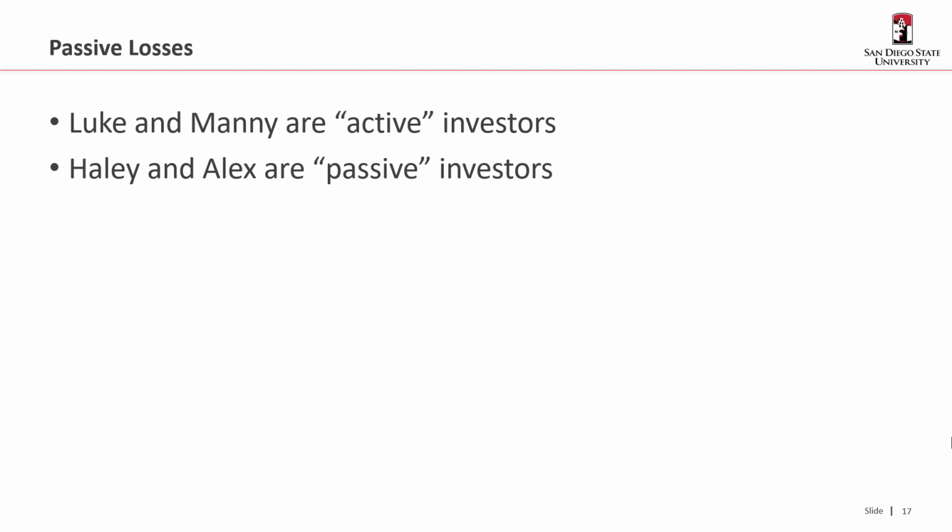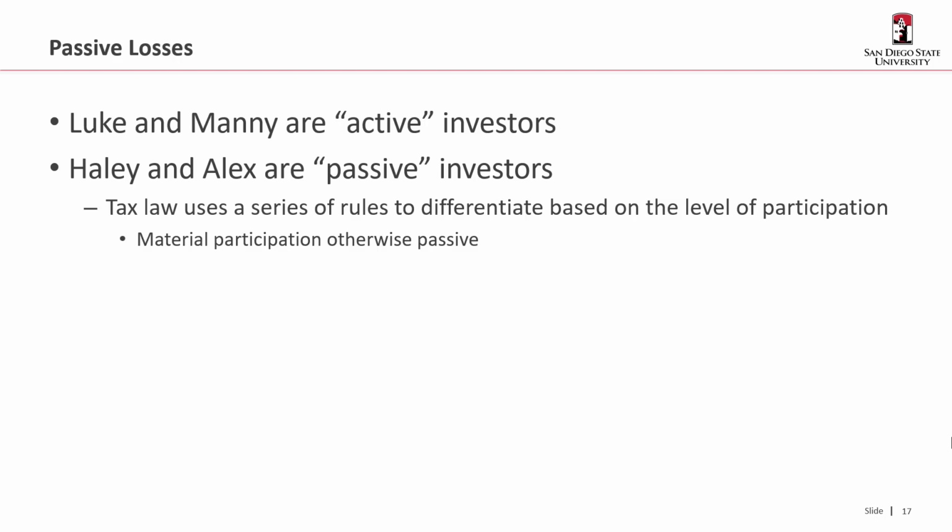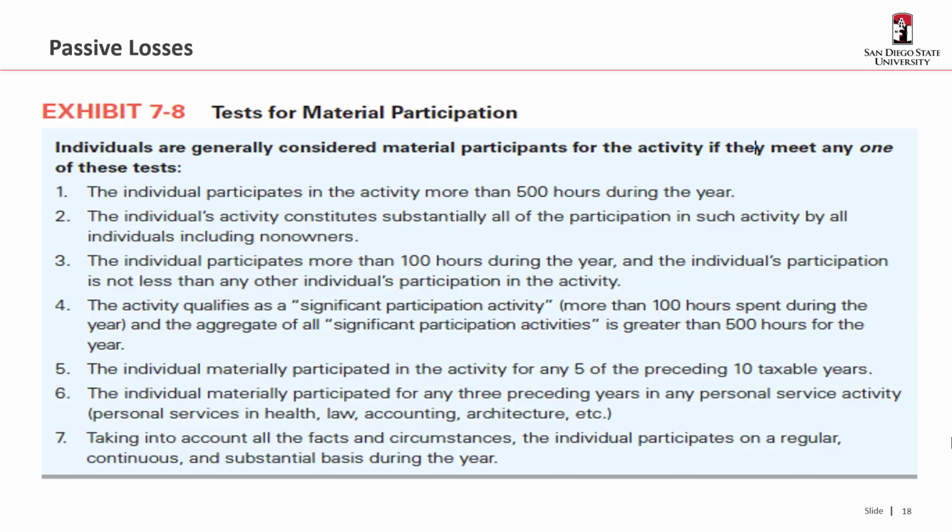They are involved in the day-to-day operation of that business. Whereas Haley and Alex, they just hired a management company. They're passive investors. So the tax law uses a series of rules to differentiate between an active investor and a passive investor based on their level of participation. If you materially participate in that activity, you can claim it as active. Otherwise, it's treated as a passive activity.